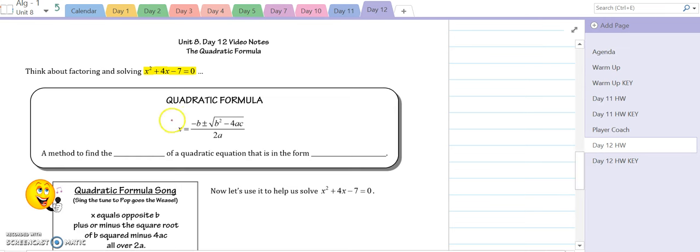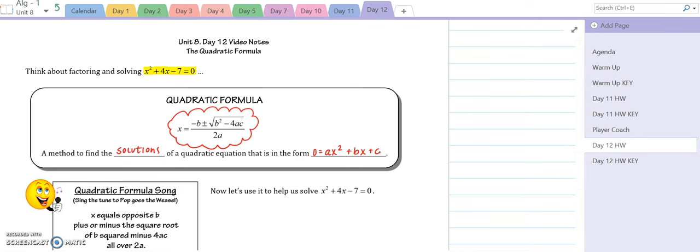Here's the big thing though. Here's my quadratic formula, and I have to memorize that. So what it looks like, the opposite of b plus or minus the square root of b squared minus 4ac, and that whole thing is over 2a. So this is just another method to find the solutions of a quadratic that is in standard form, which is of course in the form 0 equals ax squared plus bx plus c. So a is the leading coefficient, the term in front of x squared, b is in front of just that single x, the middle term, and c is the constant.